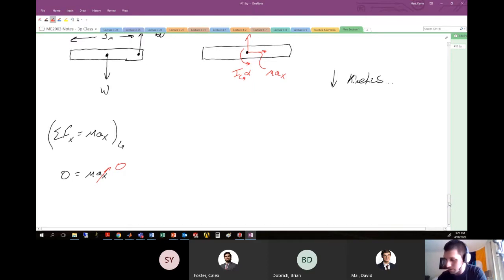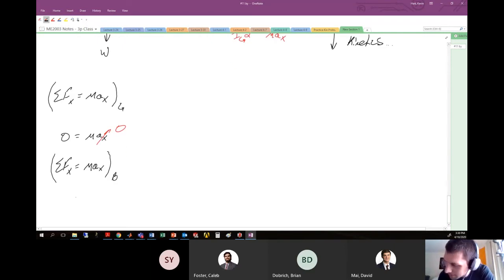And we could also infer that maybe if we did the sum of the forces about point B on this object, we would get the same analysis. So if I did sum of the forces x equals m a x about B, I would have a very similar result: the acceleration at point B in the x direction is also 0. So no matter where I think about sum of the forces equals mass times acceleration on this body, the x acceleration at any point is going to be 0.